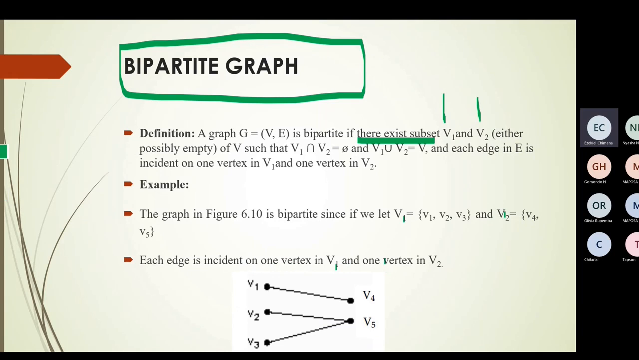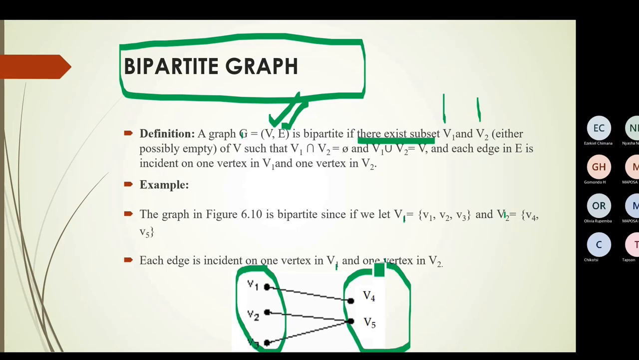So what we are saying here, team, is that we've got a graph G with a set of vertices and a set of edges. For it to be bipartite, you must be able to divide the set of vertices into two sets. Here we've got this graph with the vertices V1, V2, V3, V4, V5. They are all vertices. We have managed to divide them into two sets, just like this. These two sets must satisfy these two conditions.